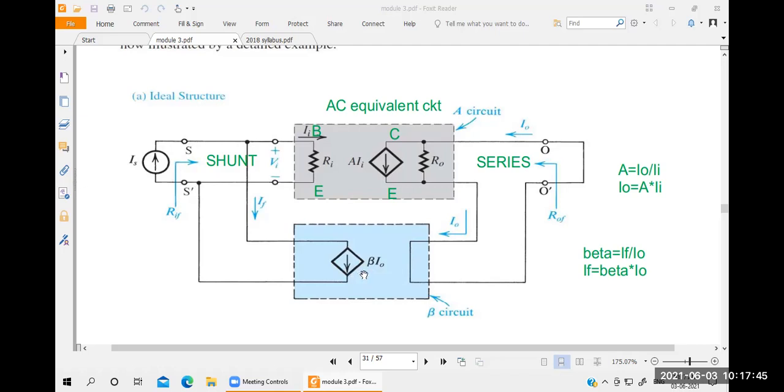Then this beta into I naught goes to the mixer. In the mixer, you add the source current and feedback current, then give it to the input of the amplifier. The main thing is we want to find out the RIF and ROF: the total input resistance with feedback and the total output resistance with feedback.